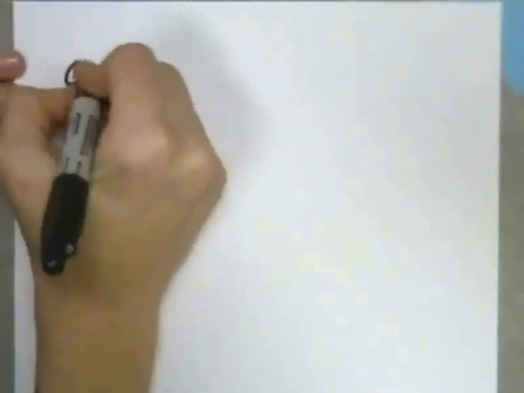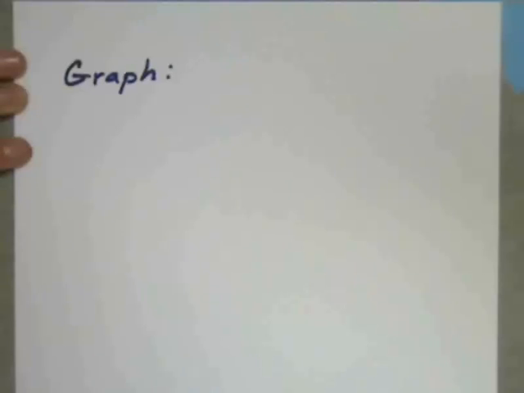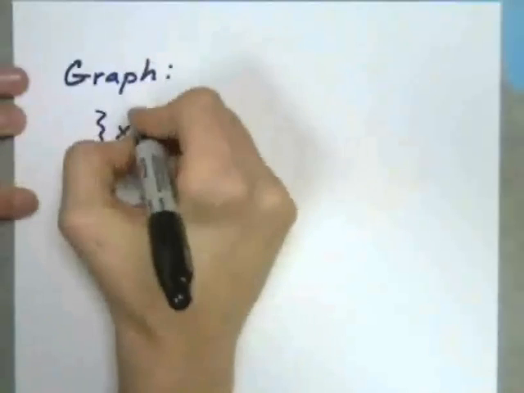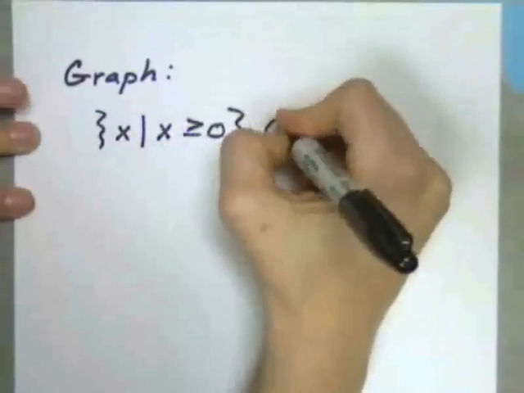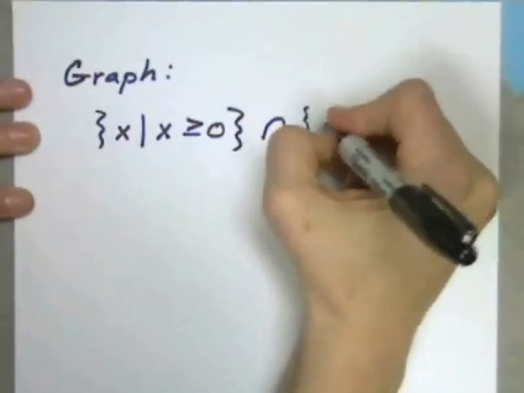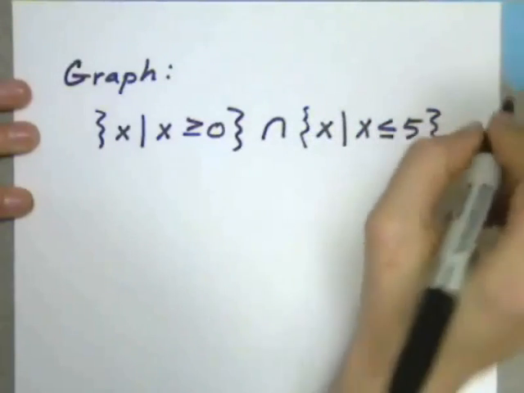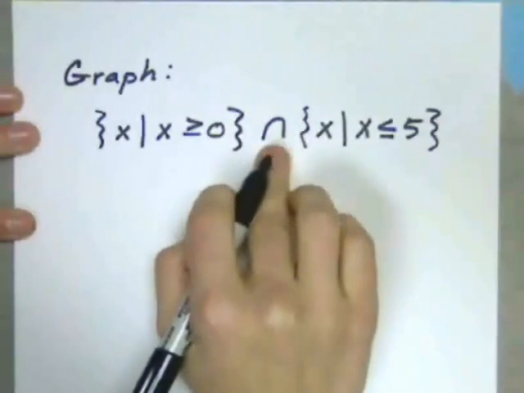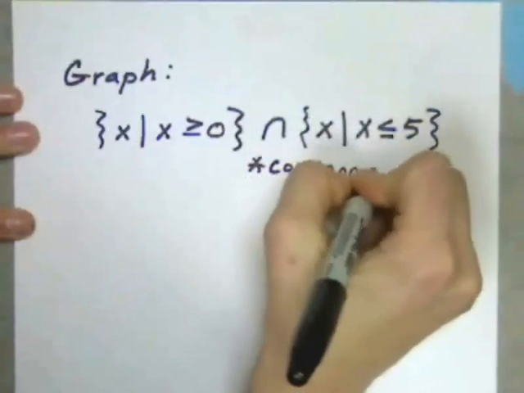Okay, so now let's graph some of these intersections and unions using the set builder stuff instead of just listing out the pieces. So for example, x such that x is greater than or equal to 0 intersected with x such that x is less than or equal to 5. Remember that we have the intersection here. It's like an upside down bucket, so it's going to only keep the stuff in common. It dumps out the rest.